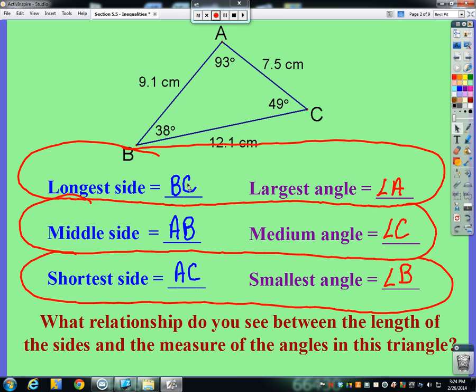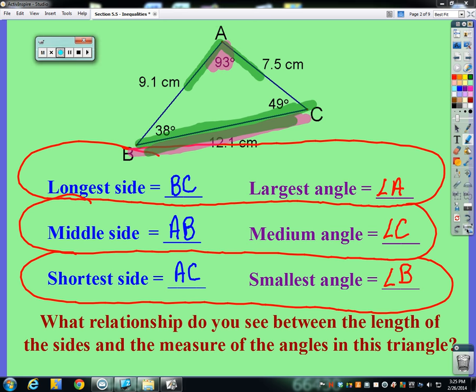If you took the longest side, which is BC again, and you matched it up with the largest angle, notice that the largest side and largest angle are opposite of each other. Hopefully that makes sense. The wider this angle is, the wider the side opposite at the end of that angle must be. The smaller the angle, like this 38, the smaller the side opposite of that angle.